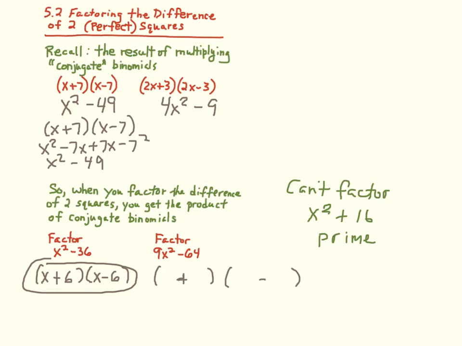So the first terms in the conjugate binomials: the first term of each will be the square root of 9x squared, or 3x, and the second terms of the two binomials, multiplied together, will be the square root of 64, which is 8. So I end up with 3x plus 8 times the quantity 3x minus 8. Again, this factors to the product of conjugate binomials.